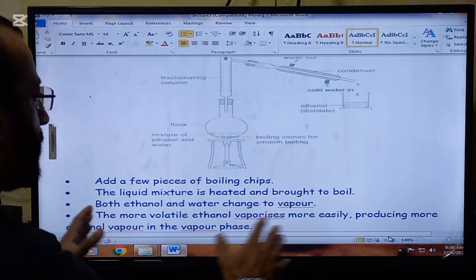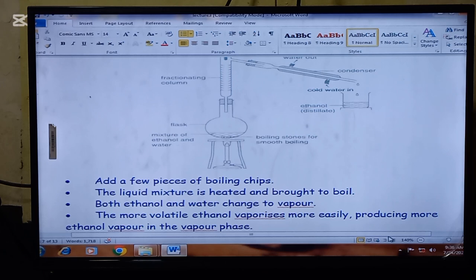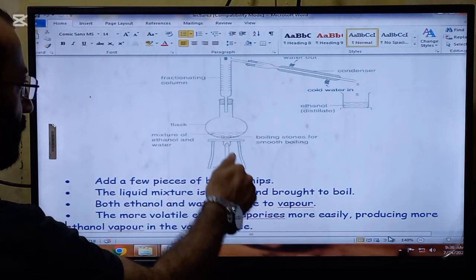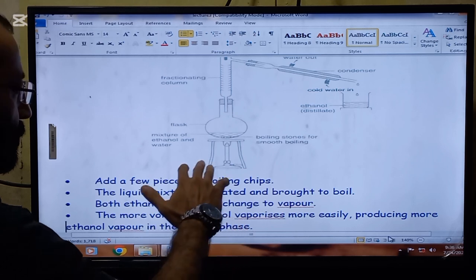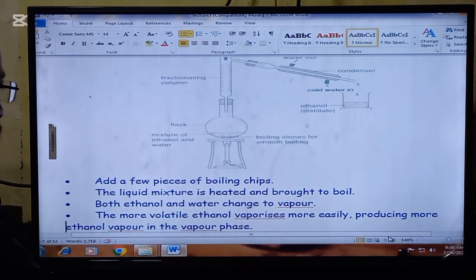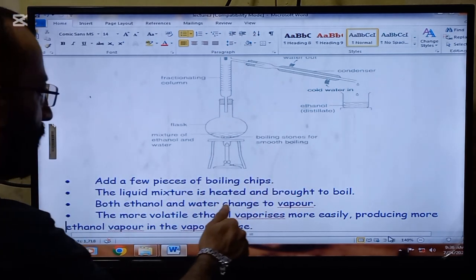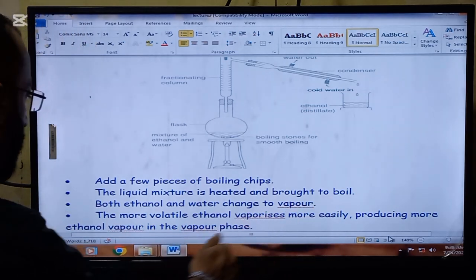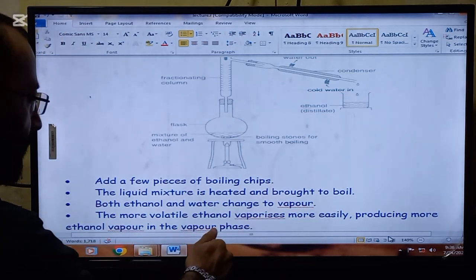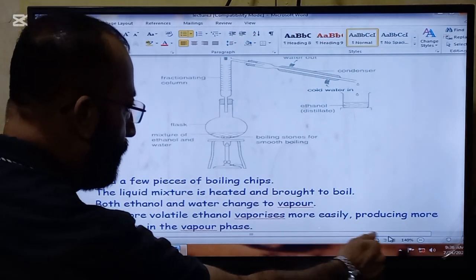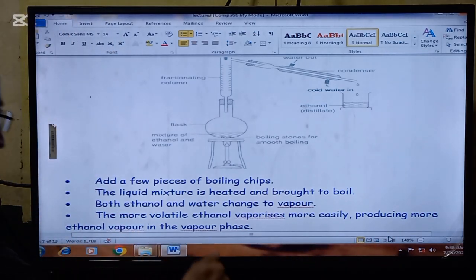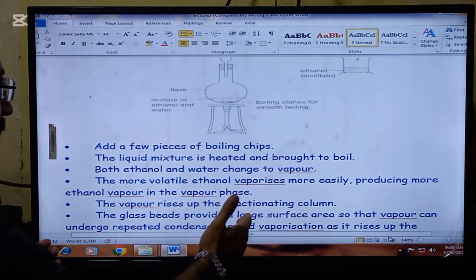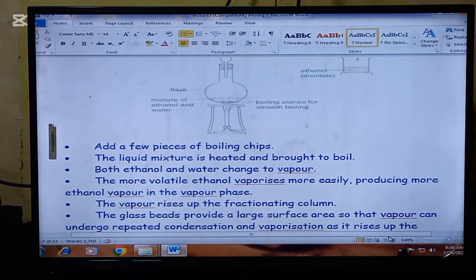And here are the steps. So look now, add a few pieces of boiling chips. The function of the boiling chips is to distribute the heat uniformly. The liquid mixture is heated and brought to boil. Both ethanol and water change to vapor. The more volatile ethanol vaporizes more easily, producing more ethanol vapors in the vapor phase. The vapor rises up the fractionating column.